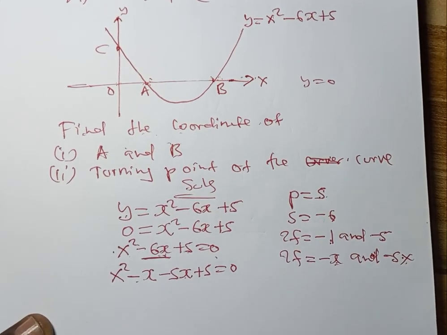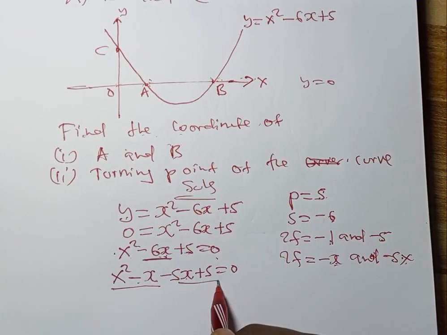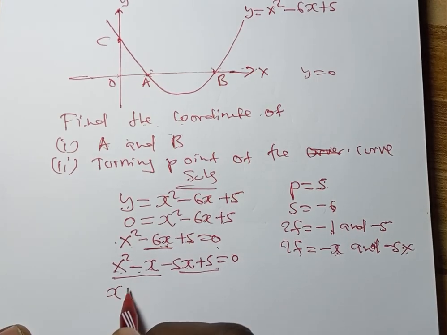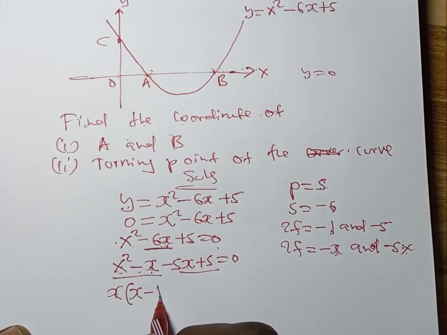Now allow me to group in terms, these two and these two. For these two, what is common? x is common. You open the bracket. x power 2 means x times x. When you divide by x, you have x, minus x divided by x gives us a 1.